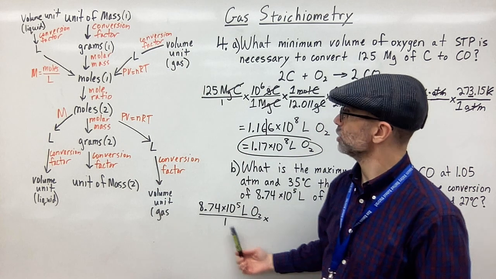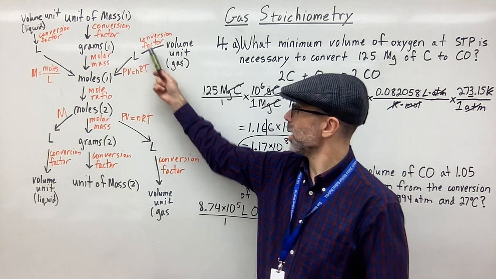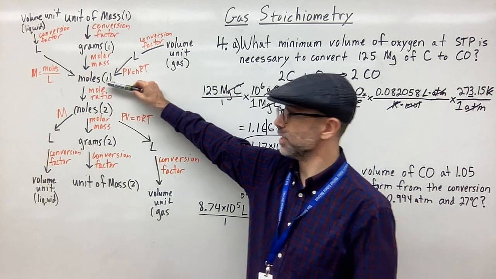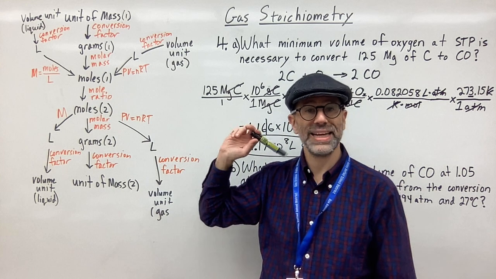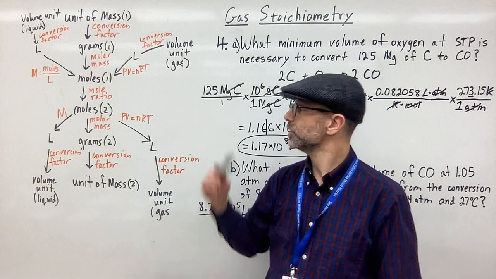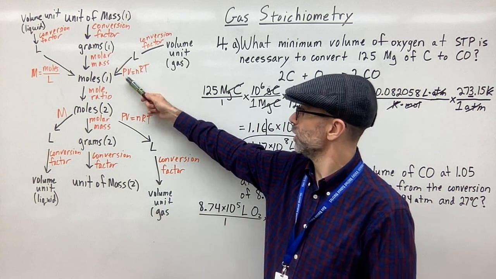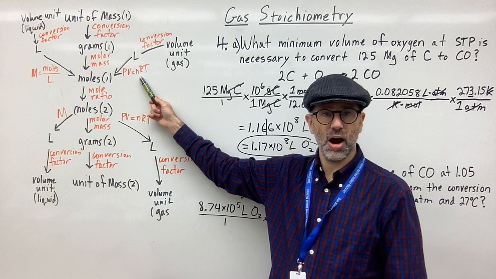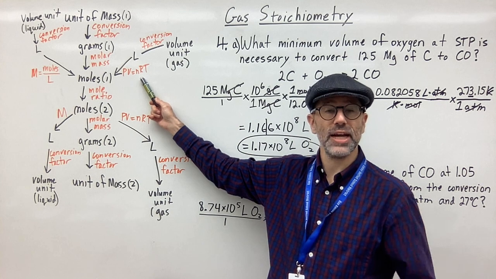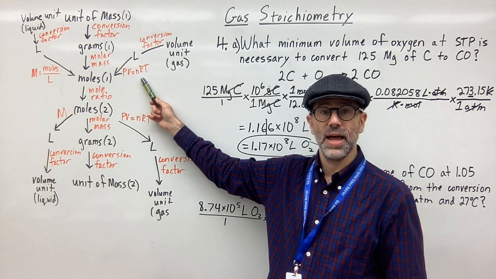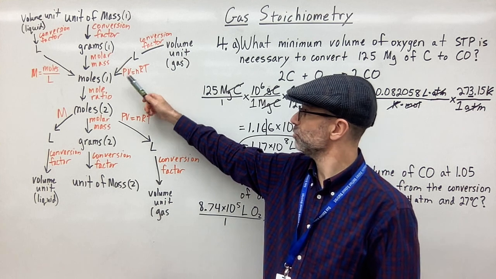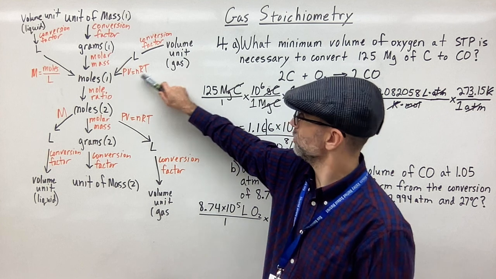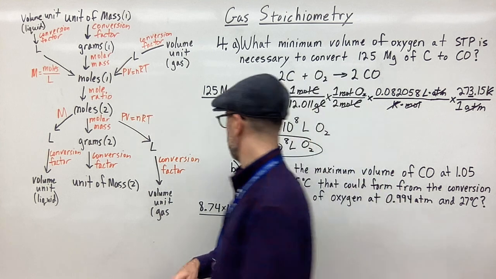Now we're given liters, so we're here on our side road. So we want to get on the main highway, and that's going to bring us to moles. Remember, you always want to get to moles first. So here we got liters. We're going to use PV equals nRT. So we're going to use the R here as a conversion factor, and then use the pressure and the temperature we're given to convert to moles.